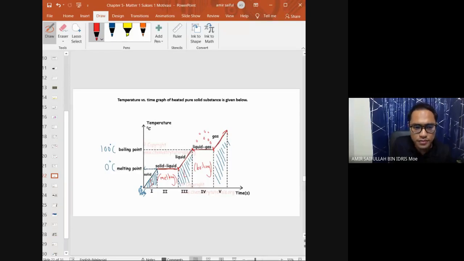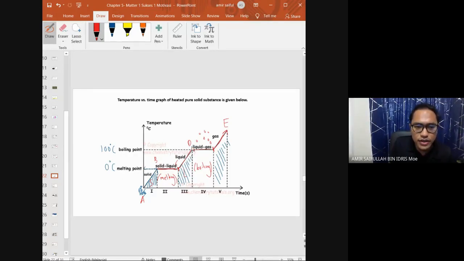Okay, so you must remember. If I put A, B, C, D, E, from A to B, as they increase, they are in the solid state. But once they reach the melting point, the temperature will stop, and the process will happen. It will melt all the solid into liquid, so there is no change in the temperature. But once they have completely changed, it will continue to increase. In this state, they are called liquid.